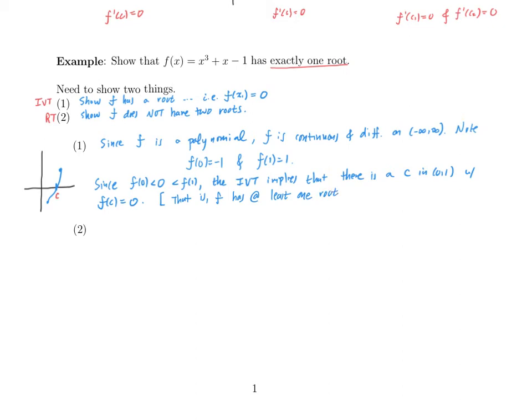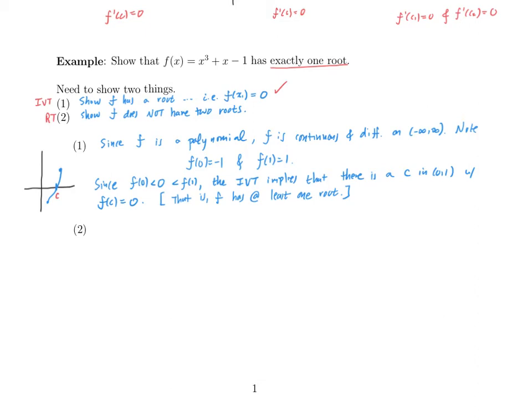Now, we don't want to show that it has at least one root. We want to be a bit more precise and show that it has exactly one root. And the way to show that there's exactly one of something is to first show that there is one, check, which we've done, and then show that there cannot be more than one.